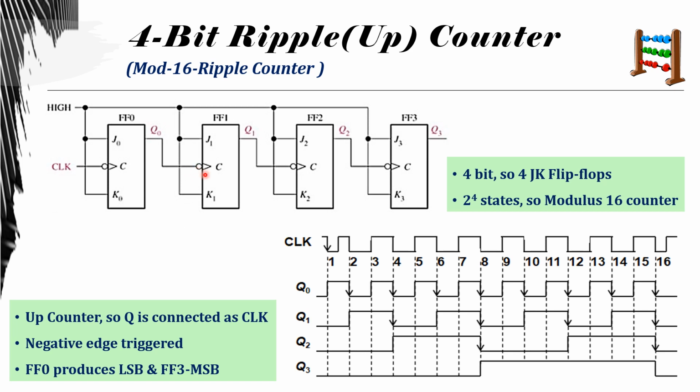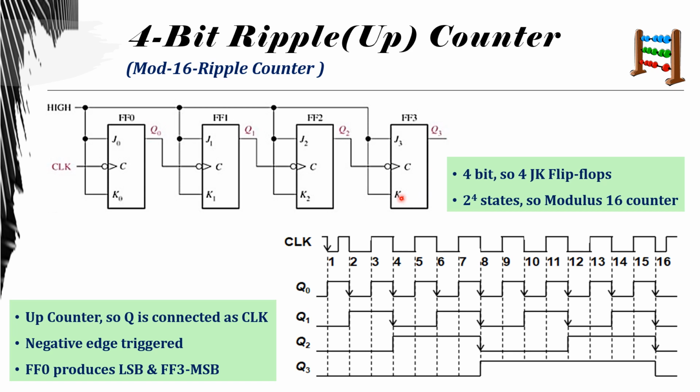By putting an inverter, we are making it a negative edge. So the only difference is that here we are considering the negative edge and designing an up counter. Up counter means the Q output is connected as the clock input. FF0, where the external clock is connected, produces the least significant bit and FF3 produces the most significant bit.